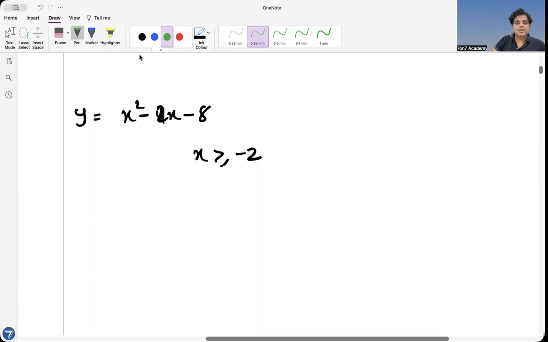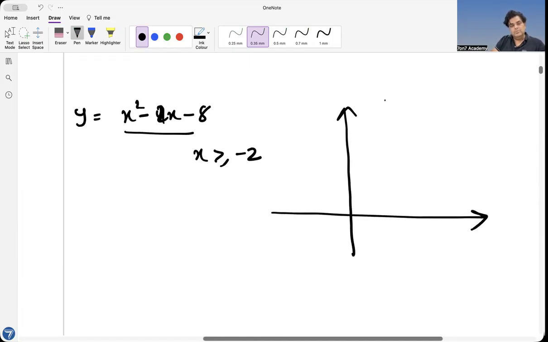So always try to imagine or draw the situations. If I want to draw this, I will see first this is an upward opening parabola. So always try to get the x coordinate of the vertex, which is x equal to 1. So x is 1, y equals 1 minus 2 minus 8, ठीक है?